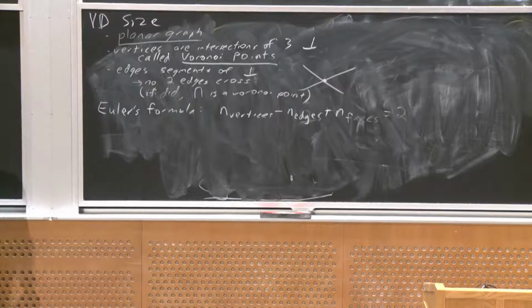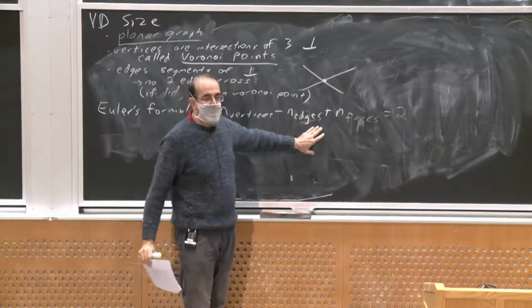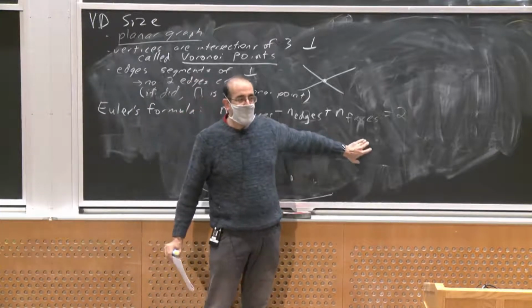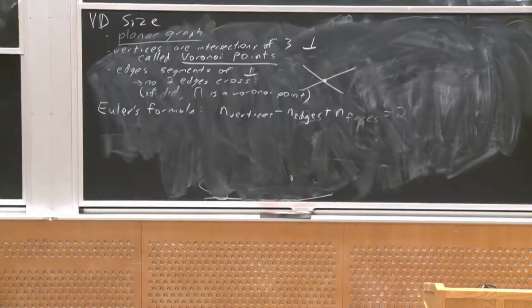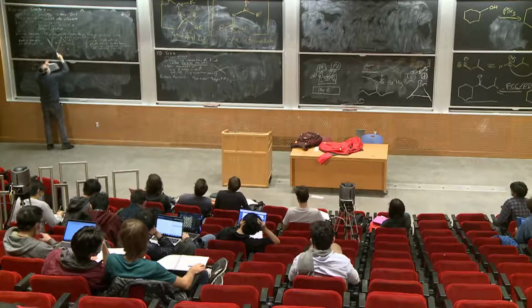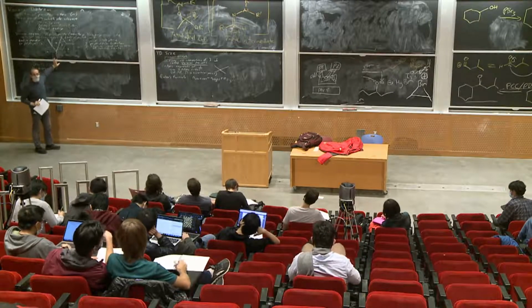Okay. And we know what vertices and edges are. What's a face of a planar graph? Well, it's a region. Okay? It's one of these shapes that is outlined by a bunch of the edges.